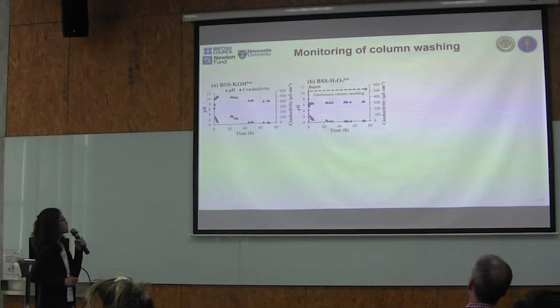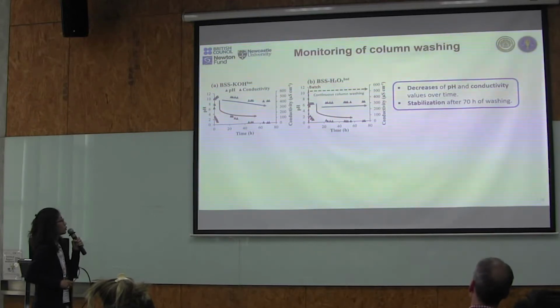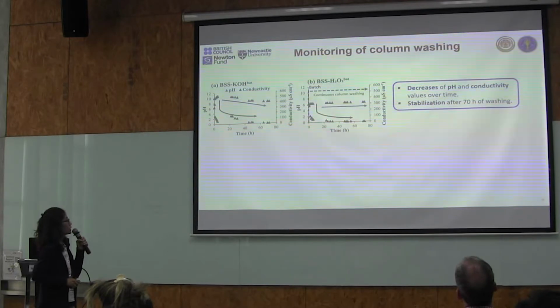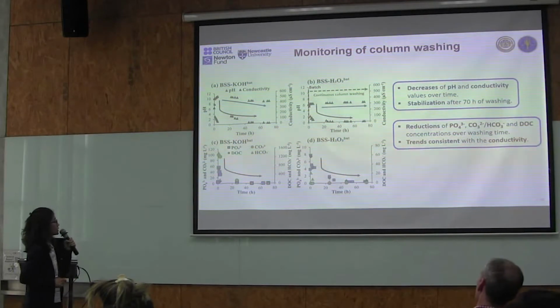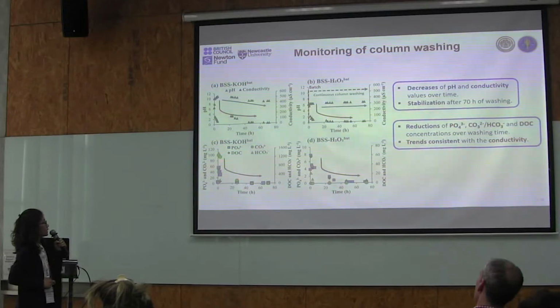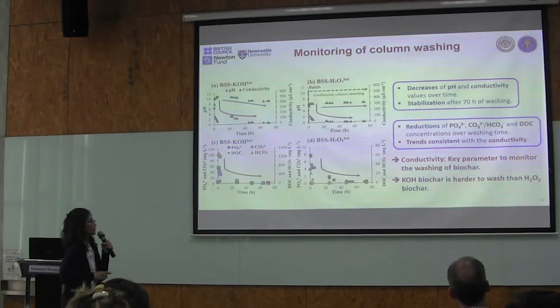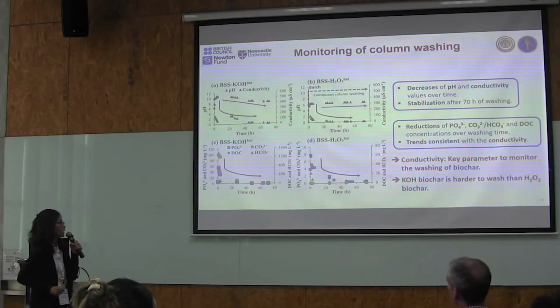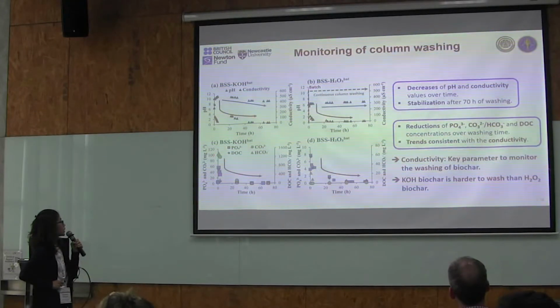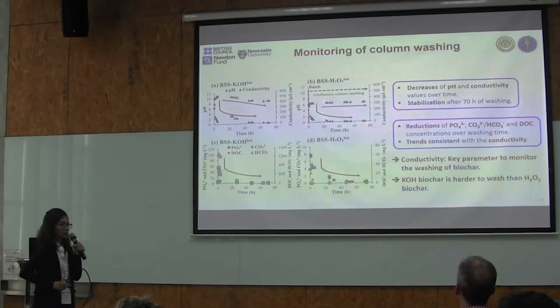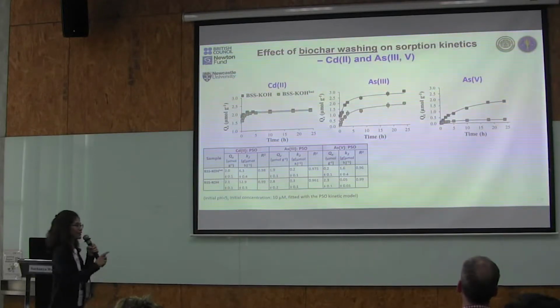This is the KOH modified and this hydrogen peroxide modified biochar. We found that there is a decreased trend of both pH and conductivity, and it stabilized in 70 hours. We also see the evolution of the release compound, and it also decreased along the time. The trend is consistent with the conductivity, meaning that conductivity is a key parameter to monitor the washing. And the KOH is harder to wash than the hydrogen peroxide, because at the beginning they have a very high concentration of this release compound compared to hydrogen peroxide. Sorry, I just move very fast due to the limited time.